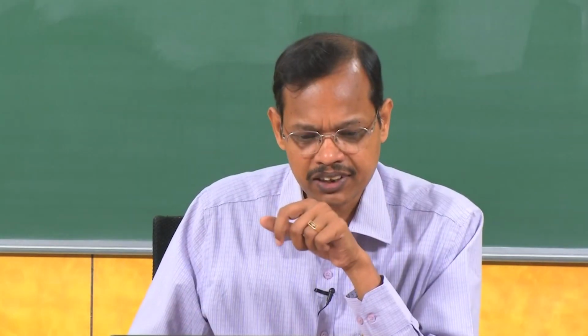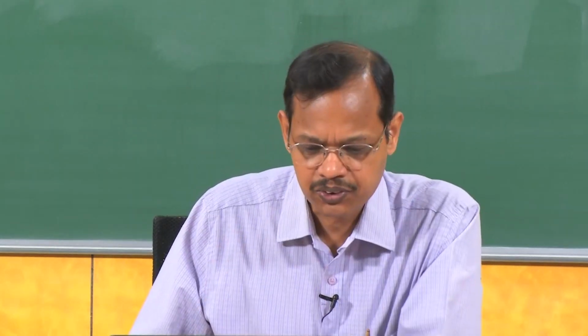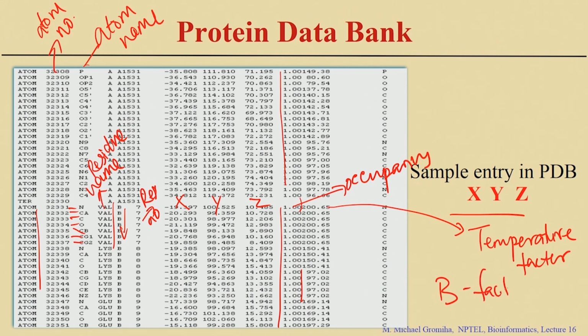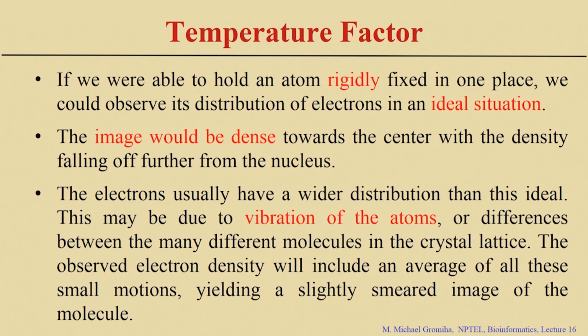Then these PDB structures have one more term. So, I will show you here. If we have the XYZ coordinates, the occupancy, then we have another term here. This is called a temperature factor. Also we can call this the B factor. This will tell you the flexibility of each atom. How to get this?